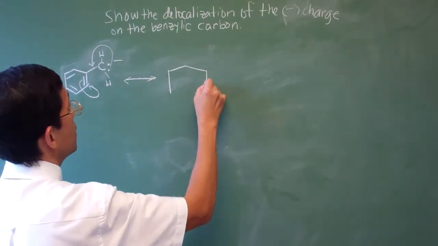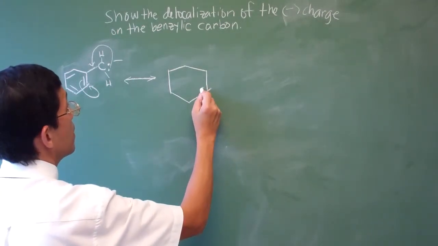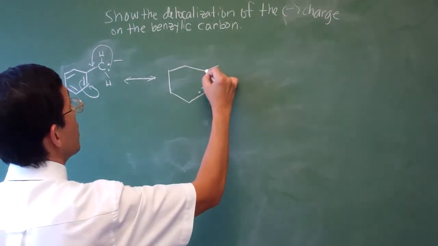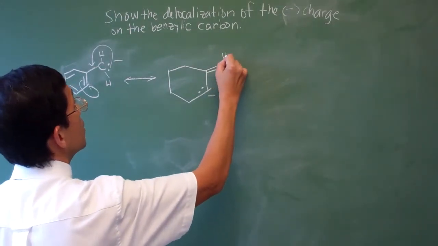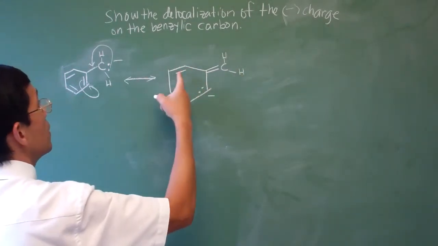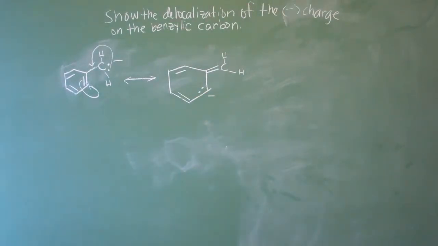So a second resonance structure would be where the lone pair is there. So therefore you have a minus charge there. And you have a double bond, 2 H's at that carbon, and then a double bond there, and a double bond there. Next.